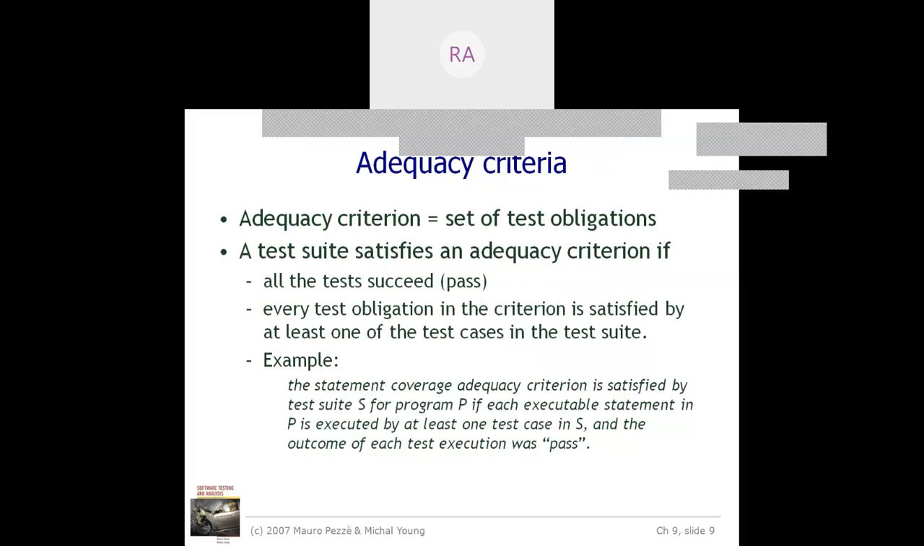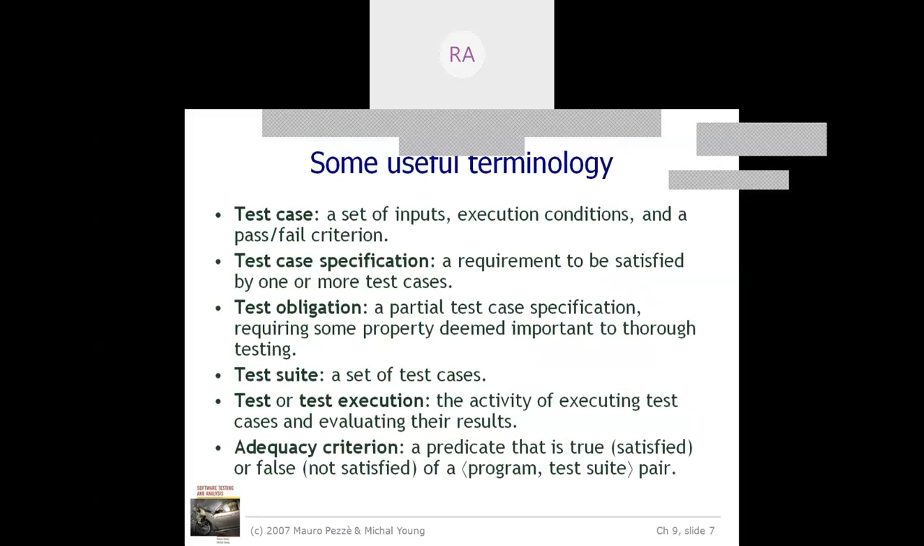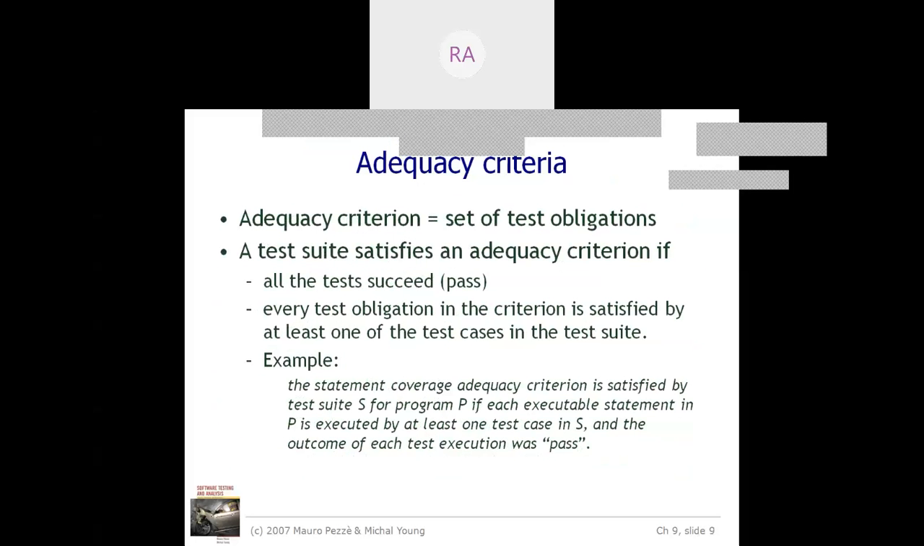Next, a very important point that you have to know is about adequacy criteria. Adequacy criteria is nothing but a set of test obligations. So in order to understand adequacy criteria, you have to understand test obligation. Test obligation, I am repeating it again, is a partial test case specification wherein you focus on one factor or one property and make it important to carry out thorough testing. That is what I call a test obligation.